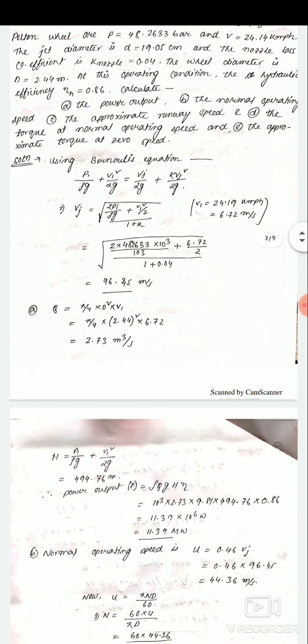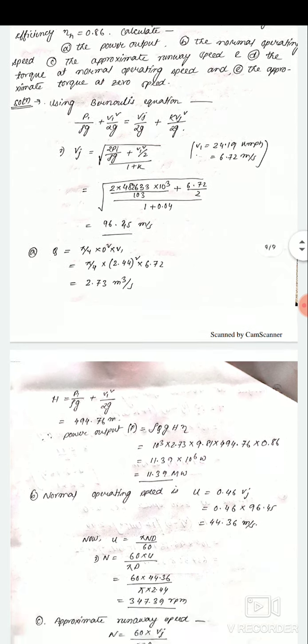So firstly we have to calculate the power output. For power output, we know the flow rate equal to pi by 4 into d square into V1, the flow velocity. So by putting the value of diameter and velocity, the flow rate is coming out as 2.73 meter cube per second. And again, the head loss, you know the equation, P1 by rho g plus V1 square by 2g. So by putting the values, it is coming out as 494.76 meter.